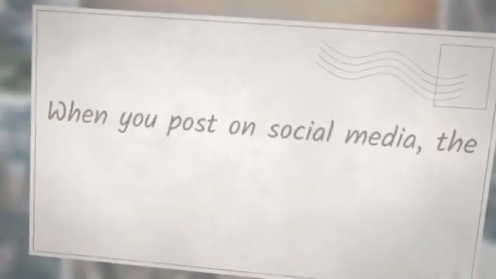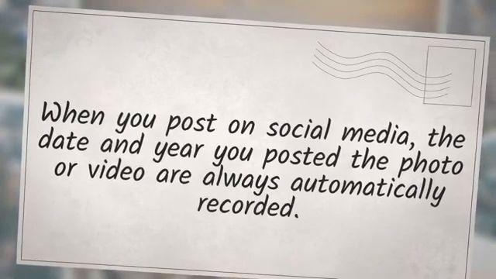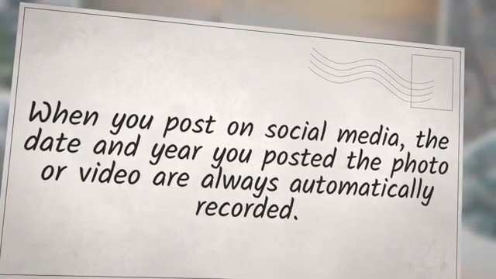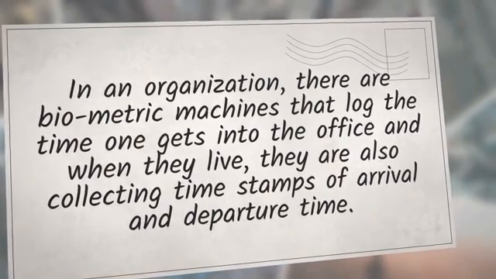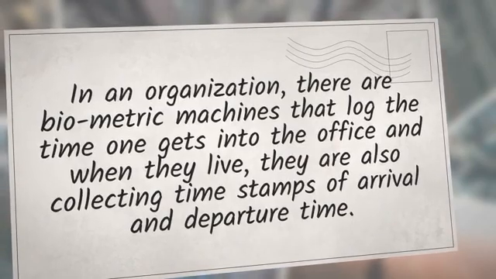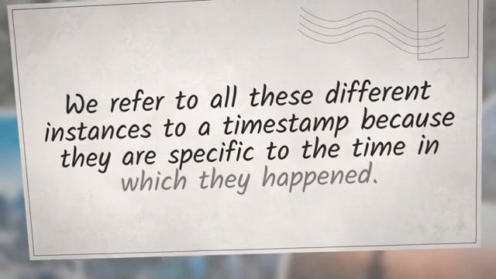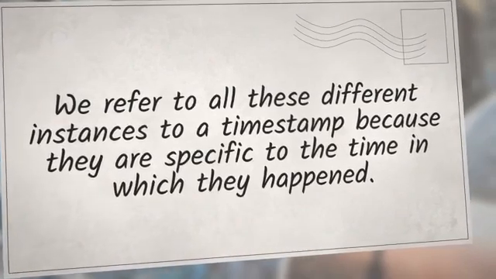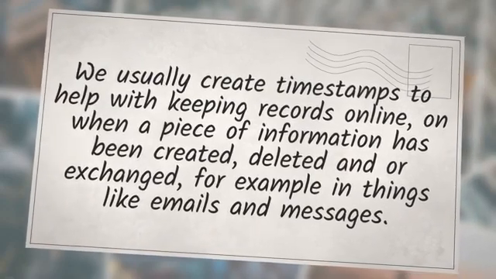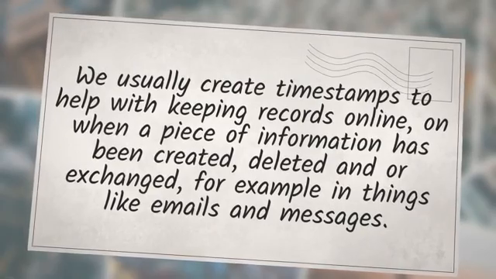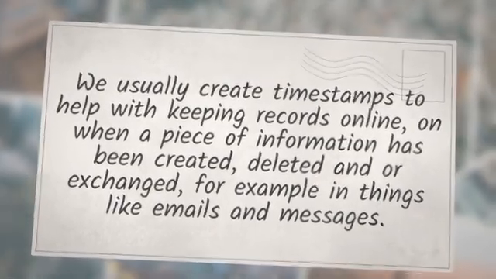When you post on social media, the date and year you posted the photo or video are always automatically recorded. In an organization, there are biometric machines that log the time one gets into the office and when they leave. They are also collecting timestamps of arrival and departure time. We refer to all these different instances as a timestamp because they are specific to the time in which they happened. We usually create timestamps to help with keeping records online on when a piece of information has been created, deleted, and/or exchanged, for example in things like emails and messages.